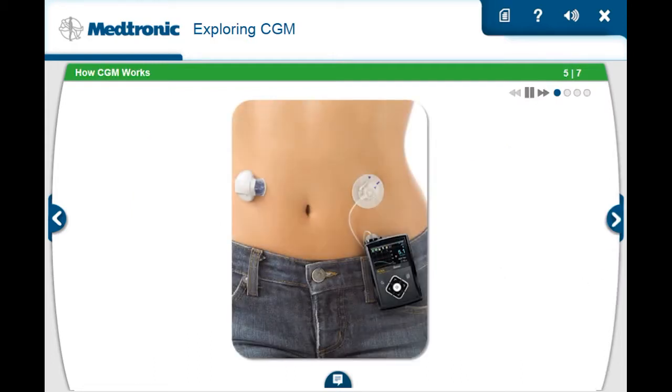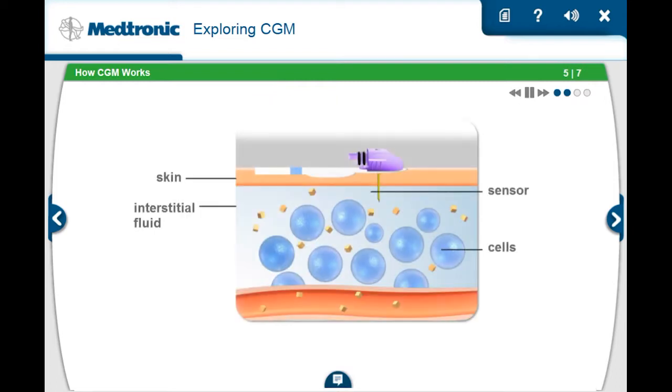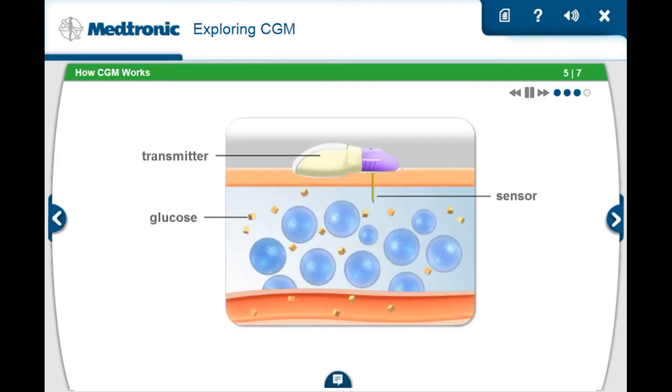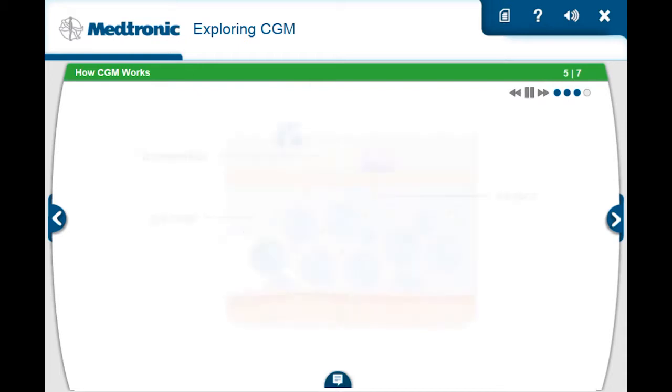Let's take a moment to see how the sensor and transmitter work together. First, the sensor is inserted under the skin, so it is in contact with the fluid between your cells called interstitial fluid. Then, the transmitter is connected to the sensor. The sensor will then measure the glucose in the interstitial fluid. This glucose is referred to as sensor glucose, or SG. The transmitter then collects information on SG from the sensor and wirelessly sends it to your pump.